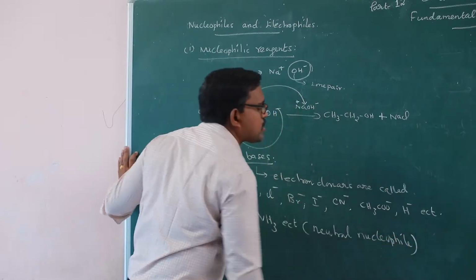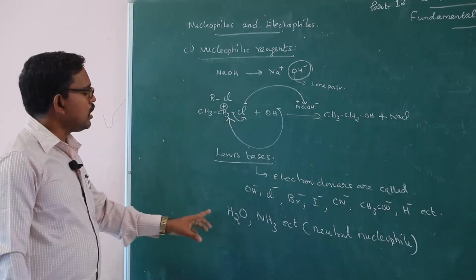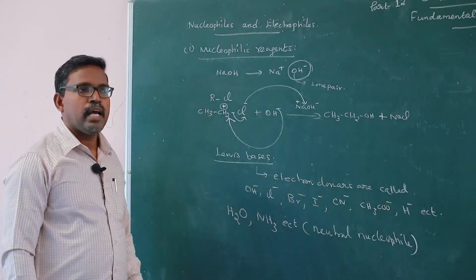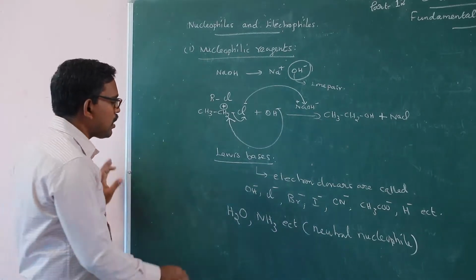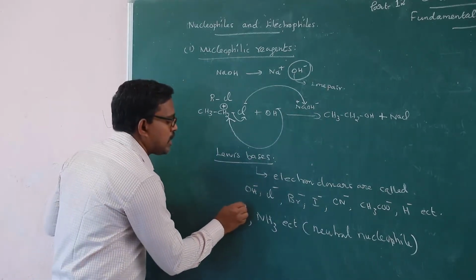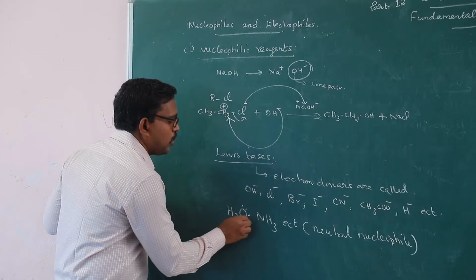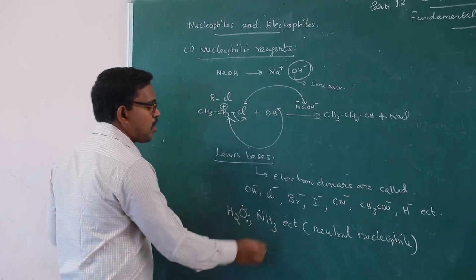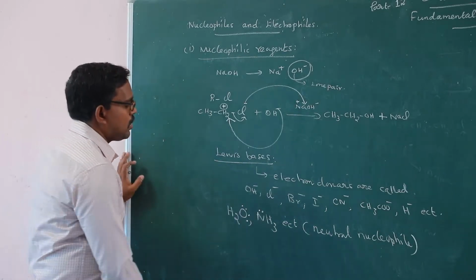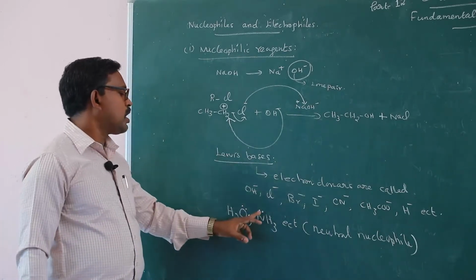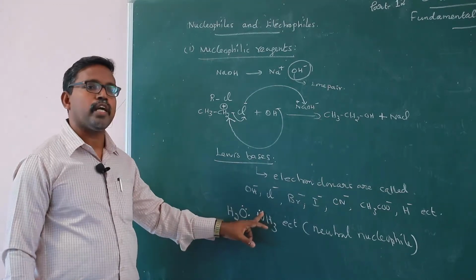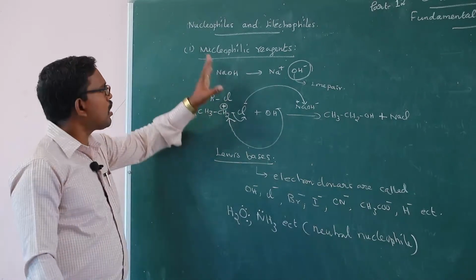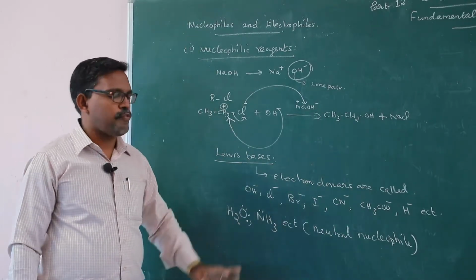Why are they called neutral nucleophiles? These molecules, either water or ammonia, do not carry any charges, but in water the oxygen atom consists of 2 lone pairs of electrons. This nitrogen atom consists of 1 lone pair of electrons, and these compounds are ready to donate the electron pair to the electron deficient molecules. These are said to be neutral nucleophiles.